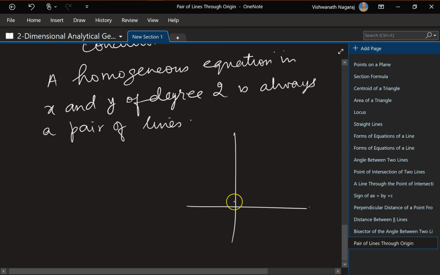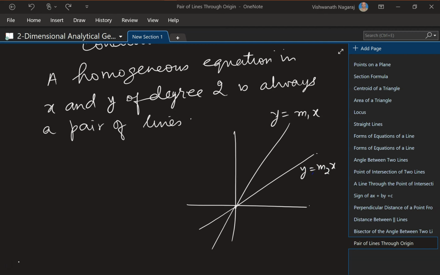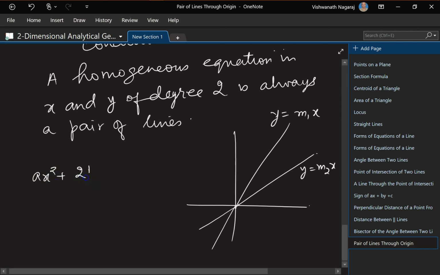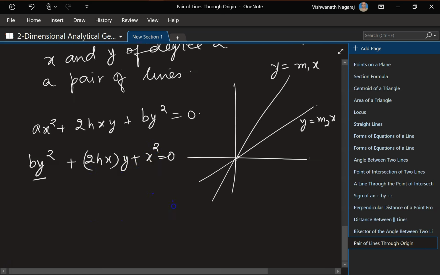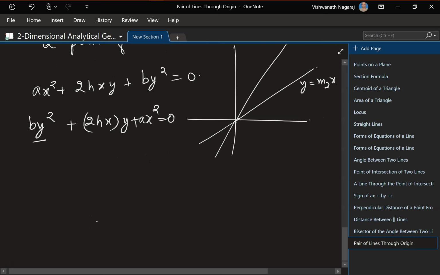Okay, so basically let's focus on a pair of lines passing through the origin. So let's say y is equal to m1x, and y is equal to m2x, and let's say the equation is ax square plus 2hxy plus by square equal to 0. Let's solve it for y. by square plus 2hx y plus ax square. This is a quadratic equation. Okay, let's apply the quadratic formula.